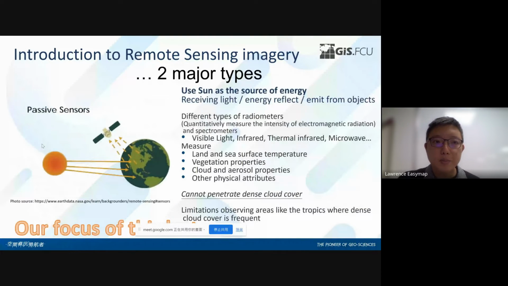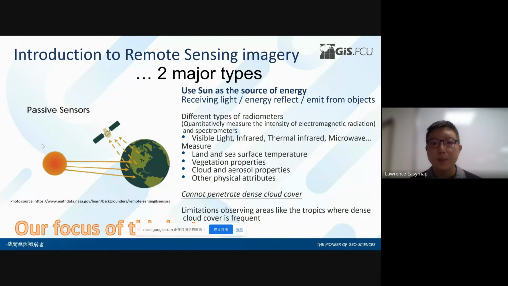The second type of sensor is the passive sensor. There is a wide range of passive sensors. Theoretically, it means that it uses the sun as a source of energy. When the sun emits sunlight to the earth, the object reflects the light and it is received by the sensors, not only by the satellite but also by different types of sensors and cameras. They receive the energy reflected from the object.